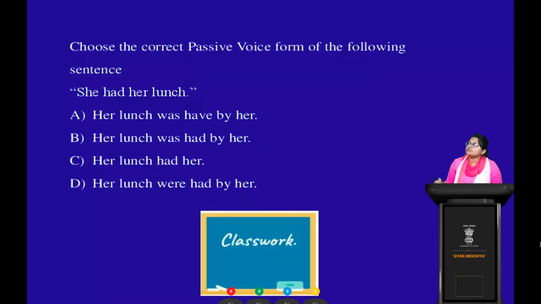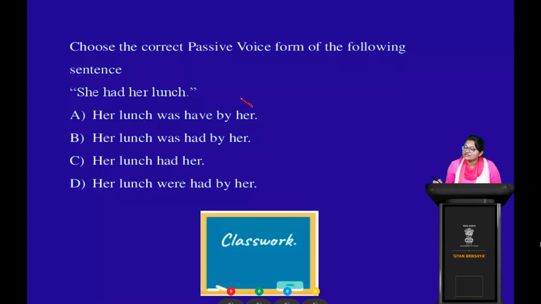Let's see. Choose the correct passive voice form of the following sentence. Here is a sentence given to you. This is the sentence: She had her lunch. So what you have to do is choose which one out of the four options given to you is the correct passive voice for the given sentence. Did you understand? I hope you understood the question. Out of the four sentence options given to you, which one is the correct passive voice form for the given sentence?